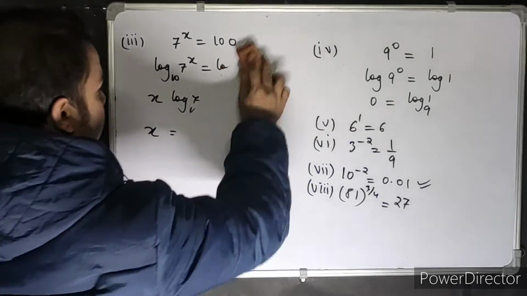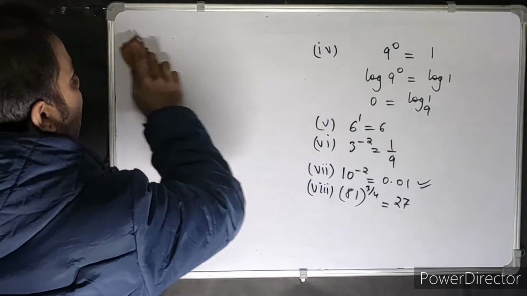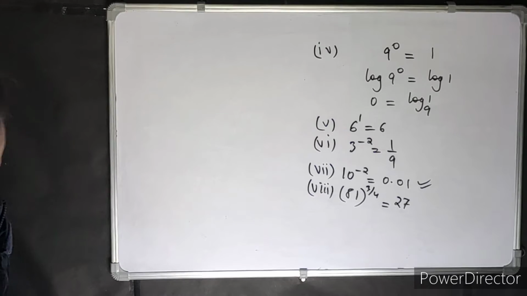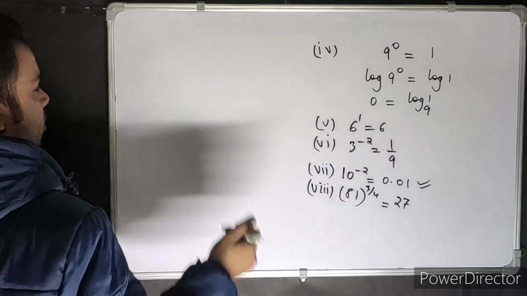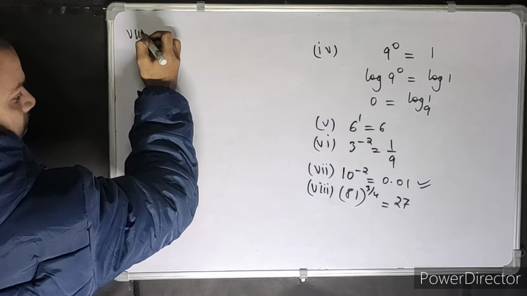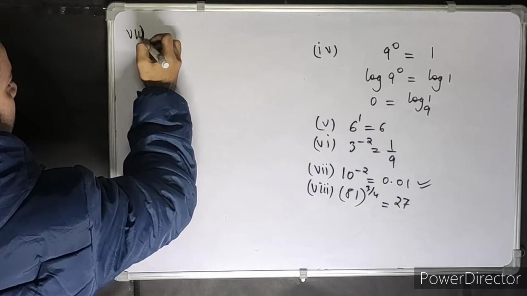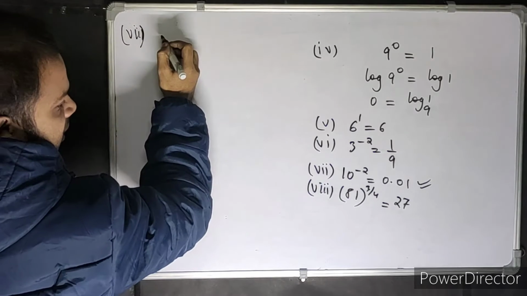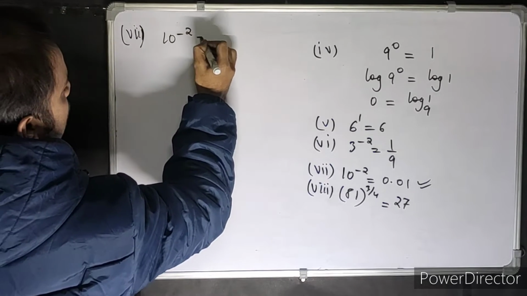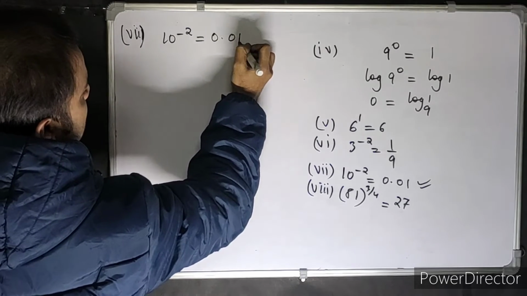Okay. One with a negative power I have to do. Same way actually, nothing much. Part 7, right? Yeah. Part 7 is given as 10 to the power minus 2 is equal to 0.01.